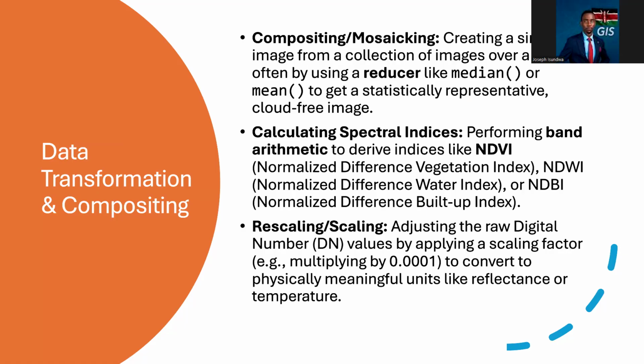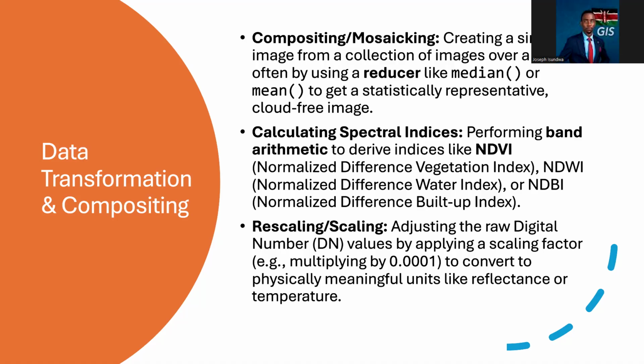Apart from pre-processing, we also have data transformation and composition, right? So other than the other pre-processing where we are just removing clouds or atmospheric distortion, we can also do other things like compositing and mosaicing, also calculating spectral indices, and rescaling and scaling.